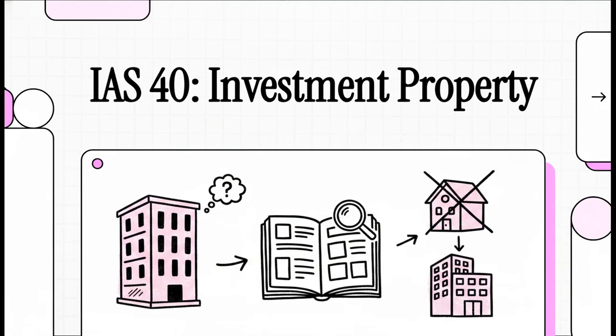Welcome to this explainer on IAS 40. Today, we're taking the complex technical requirements for investment property and translating them into a highly structured, actionable playbook. Whether you're trying to classify a brand new commercial building or figuring out exactly how to account for a sudden change in property use, consider the standard your definitive guide. Let's unpack these rules so you never misclassify an asset again.